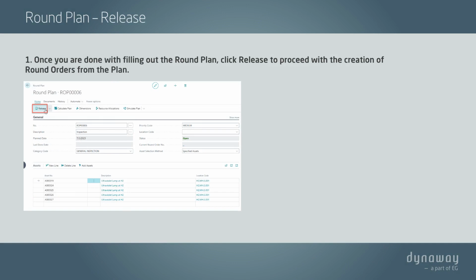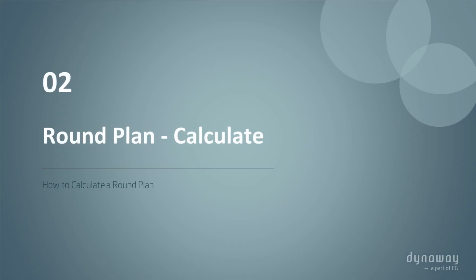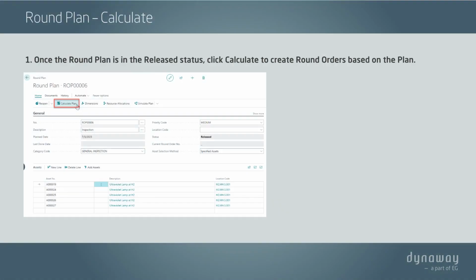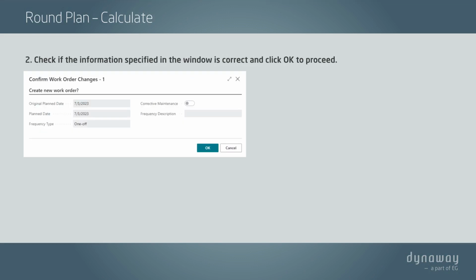from the plan. How to calculate a round plan. Once the round plan is in the released status, click Calculate to create round orders based on the plan. Check if the information specified in the window is correct and click OK to proceed.